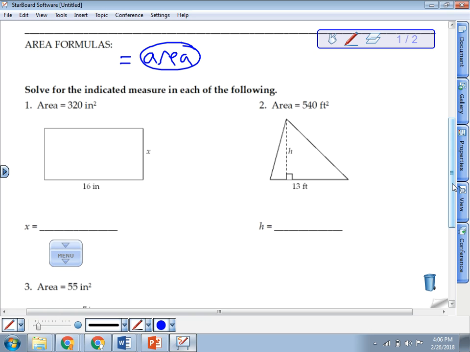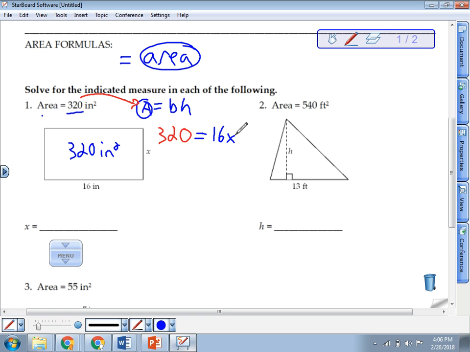So this is a rectangle. So our formula is area equals base times height. Well, we know the area is 320 inches, all right, square inches. So that's our area. That's A. So I'm going to plug that in for A. The area, which is 320, equals base times height. Well, we know that the base is 16, so I'm going to plug that in for 16. And then now the height is what we're trying to find, so I'm going to call that x.